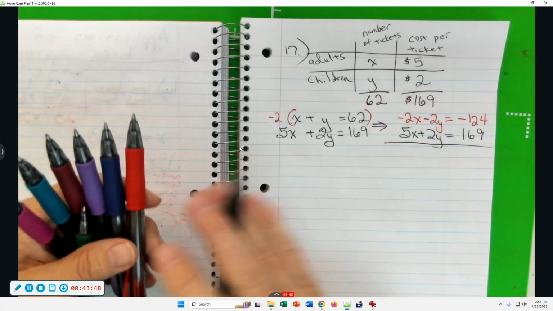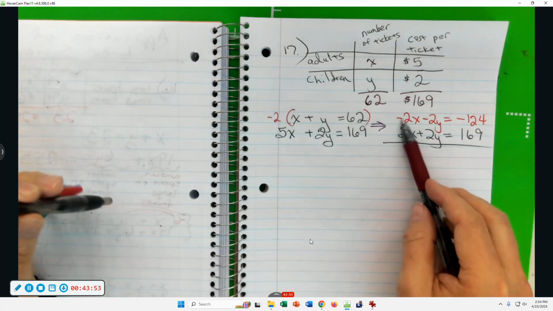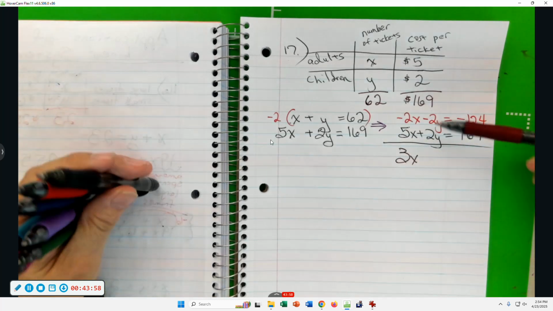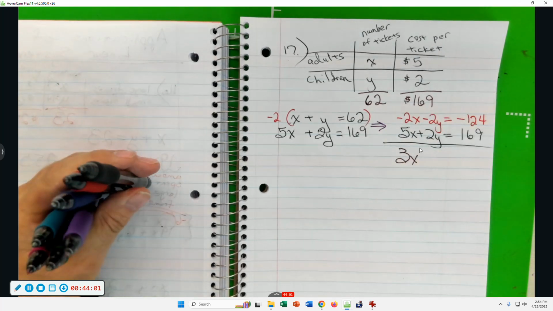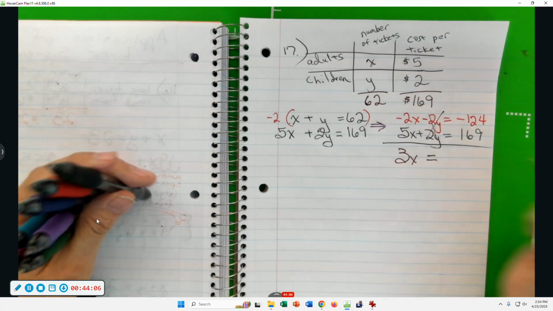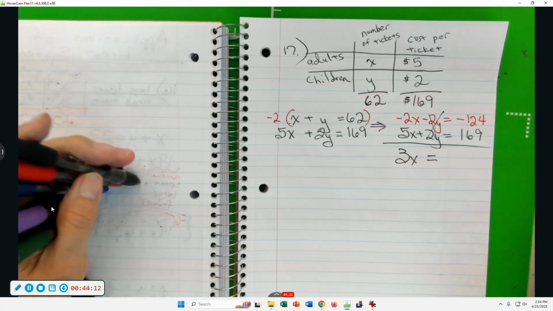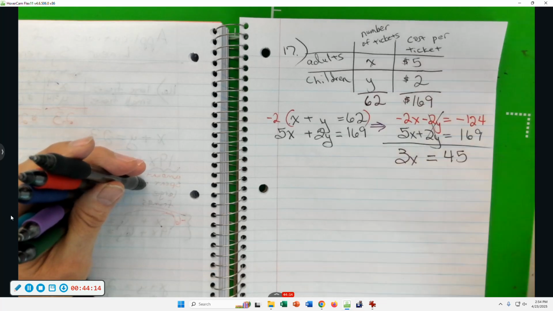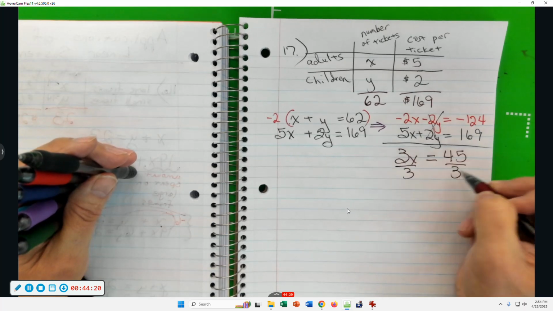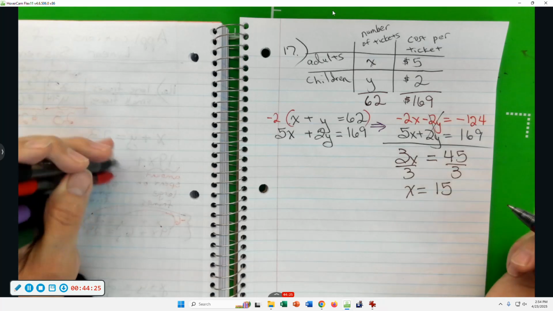Let's add those two equations together. Combining the x terms, what's that going to give us? 3x. -2y plus 2y, that's canceled out. It's gone. We have eliminated the y variable. -124 plus 169 gives us a positive 45. Divide both sides by 3. 45 divided by 3 gives me 15 adult or children tickets.